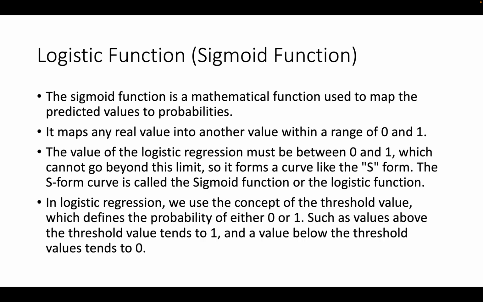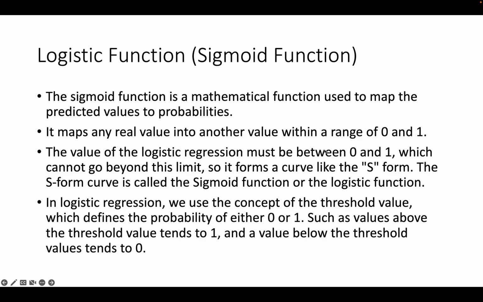Okay? Give 15 lakh, give 50,000, give 0, give 1, 2, anything. It will just make sure that the value is converted to between the range of 0 and 1. It maps any real values into another value within the range of 0 and 1. The value of logistic regression must be between 0 and 1, which cannot go beyond this limit, so it forms a curve like S. It forms an S-like curve. The S-form curve is called the sigmoid function or the logistic function.